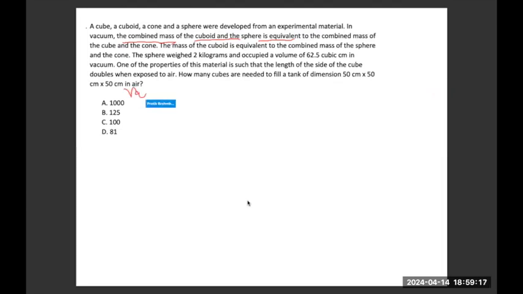Okay, I'll write vacuum here because last में आपको air दिया है, तो अभी हम vacuum में deal करेंगे. In vacuum, the combined mass of cube plus sphere is equal to cuboid plus sphere is equal to cube plus cone. This is my first equation.